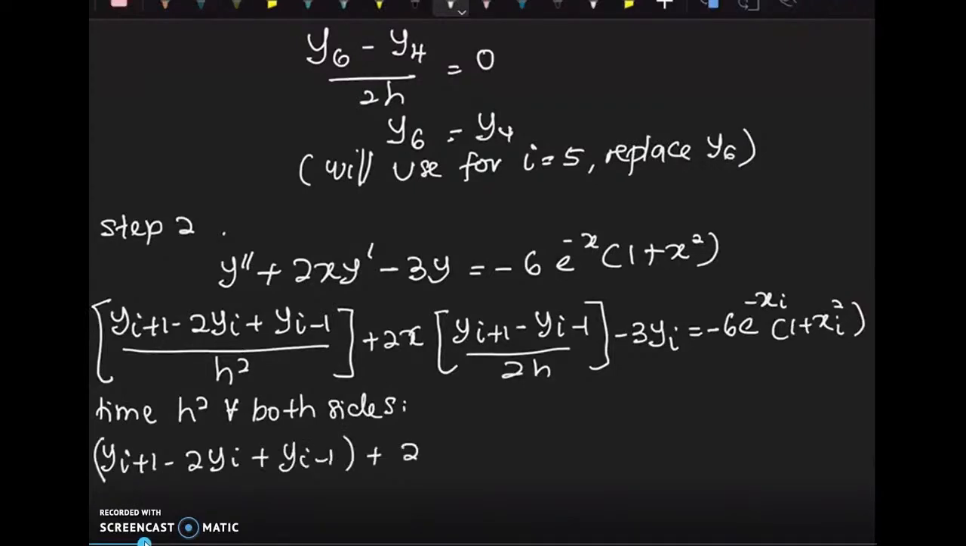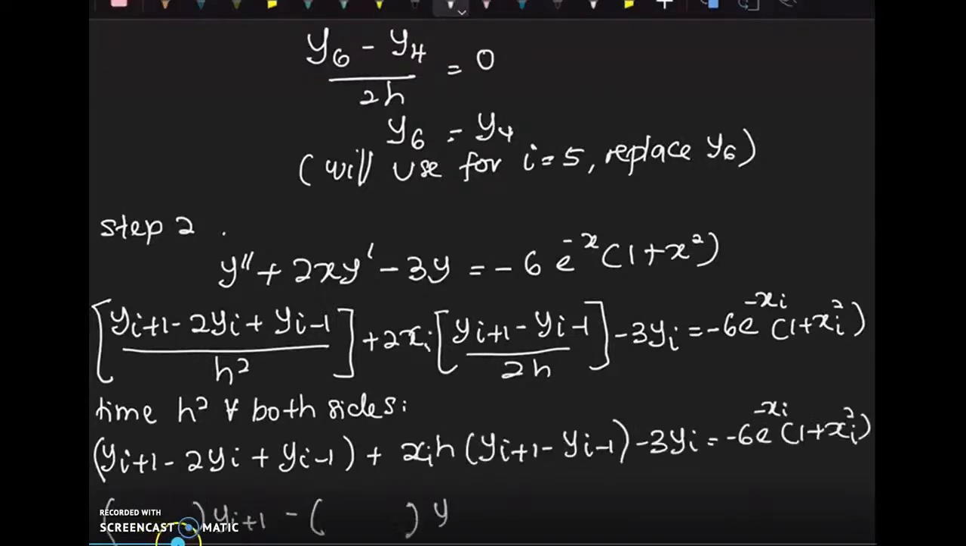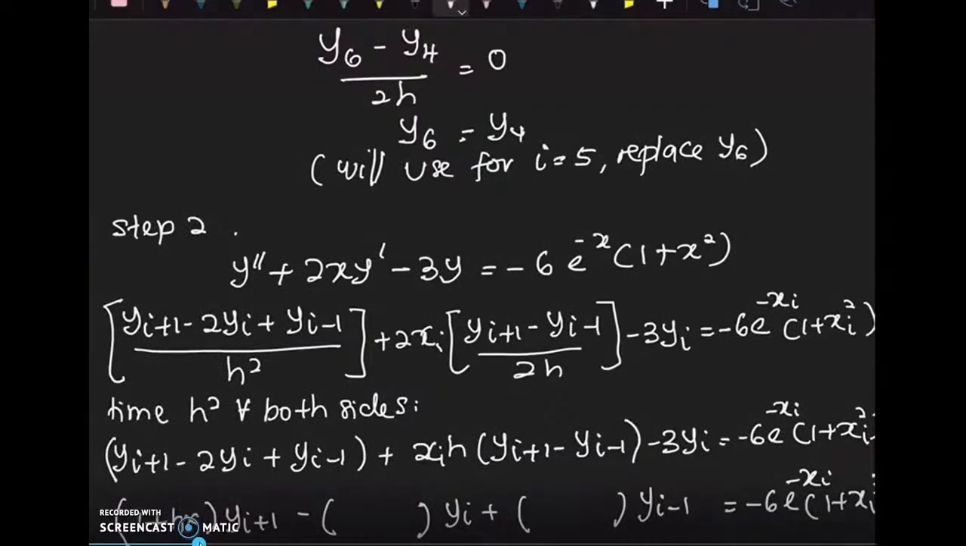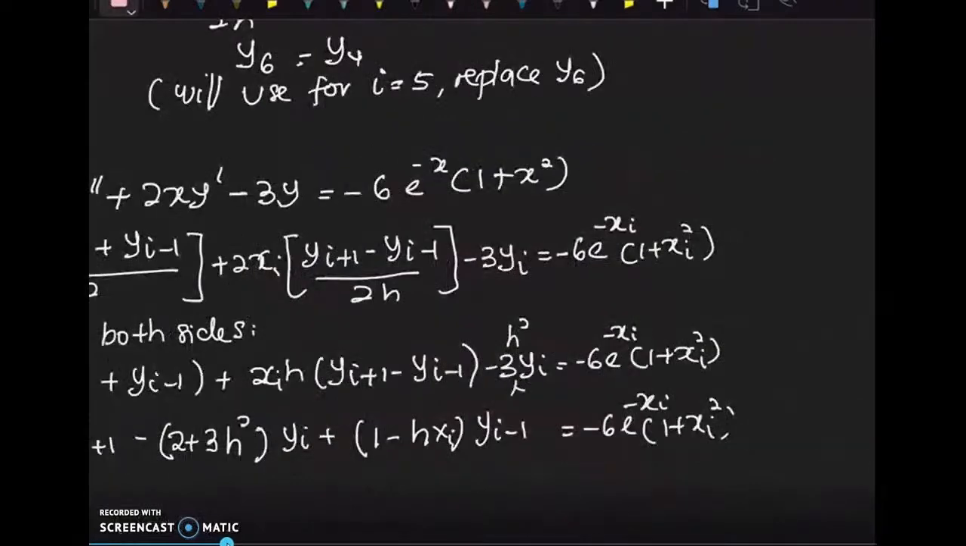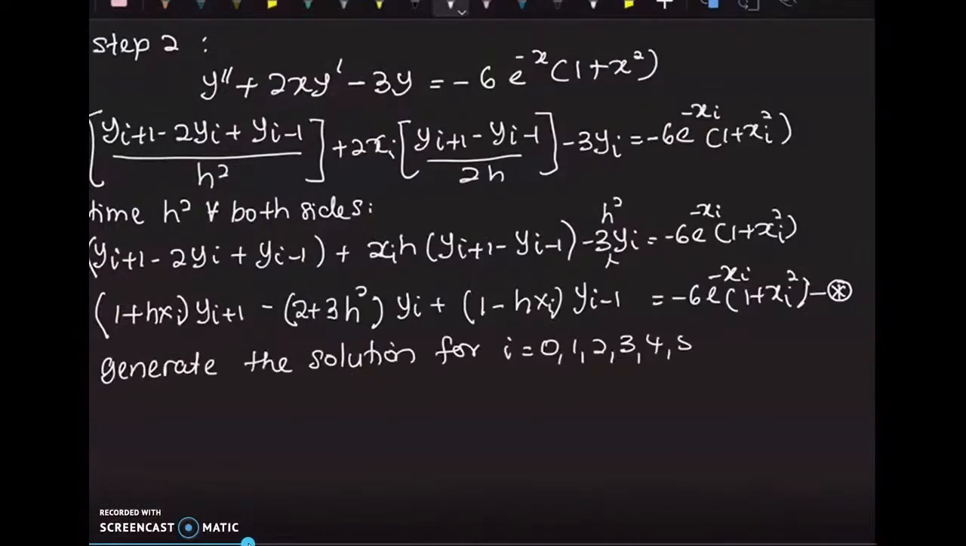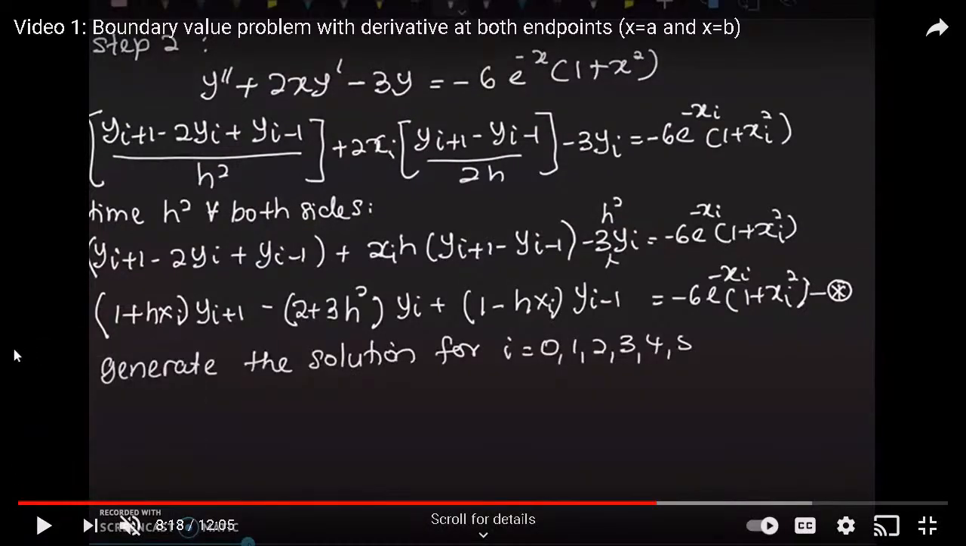And then, as usual, in common form, multiply by negative h squared on both sides. And then you can see here, this is the condition: negative 3 h squared yi. Put it on the right-hand side. And then don't forget the 3 h squared yi. Now you combine and make it a simple expression.